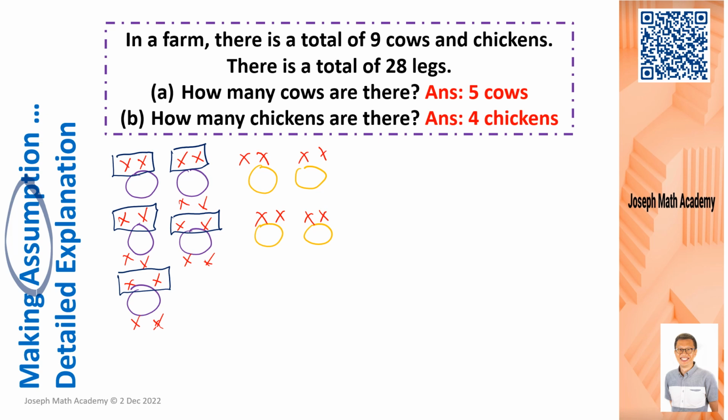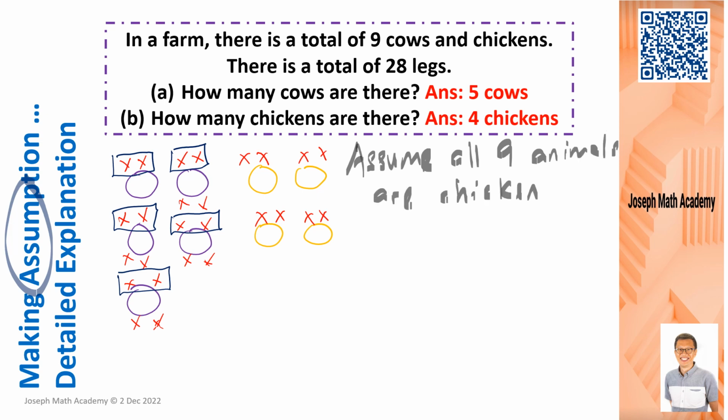Okay, so now to do guess and check, we have to write a very important statement. This starting statement is very important. All right, so we assume all the 9 animals are chickens. So that is the assumption method. If you use the title making supposition, then the first sentence will be: suppose all 9 animals are chickens.